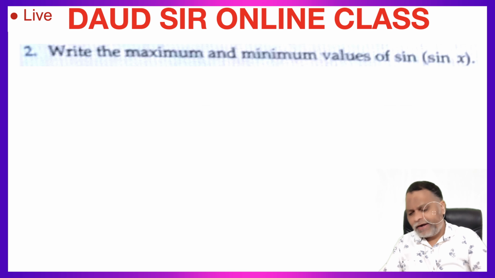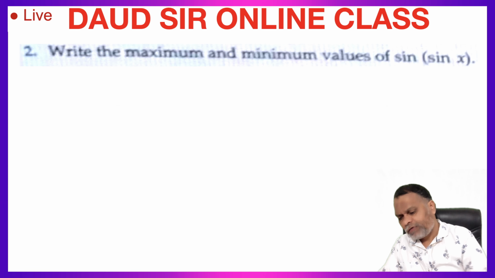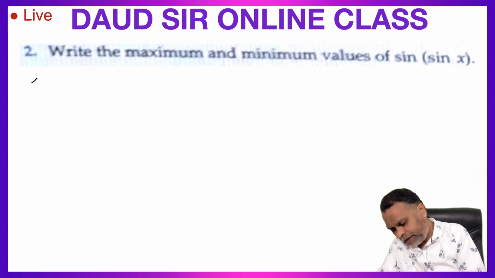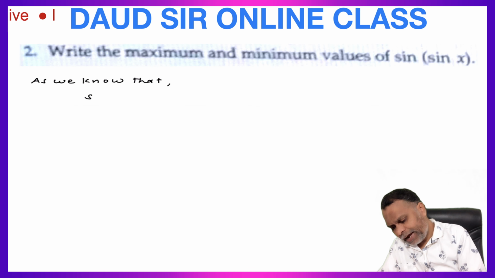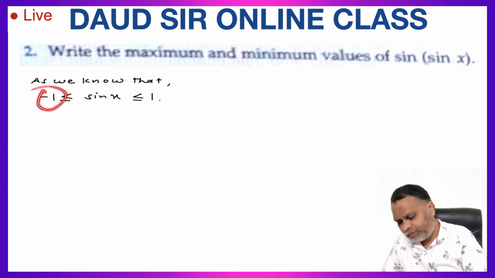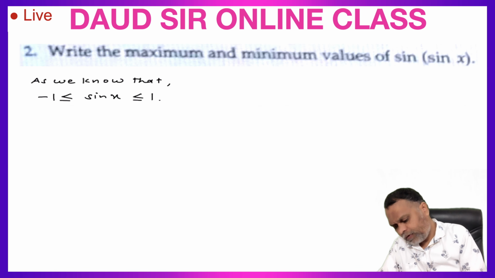Question number second. Write the maximum and minimum values of sine x. So for finding the maximum and minimum values of sine x, as we know that the value of sine x lies between greater than or equal to -1 and less than or equal to 1. By sine graph, the minimum value of sine x is -1 and the maximum value of sine x is +1.